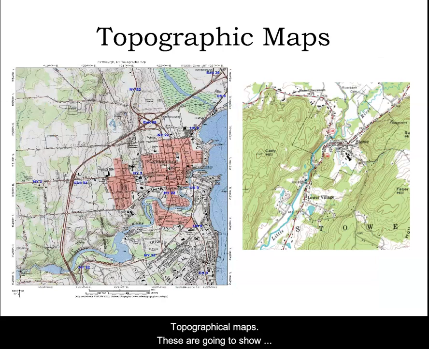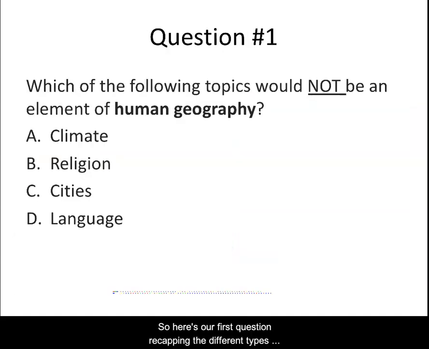Topographical maps. These are going to show changes in elevation. So it gives you a good idea of the contours of the Earth. These types of maps are pretty useful if you're going to be hiking, so you have an idea if you're going to be going up or down a lot of hills, or certainly if you're flying an airplane, you have an idea of where the hills are or where towers are, and you definitely don't want to run into any of those.